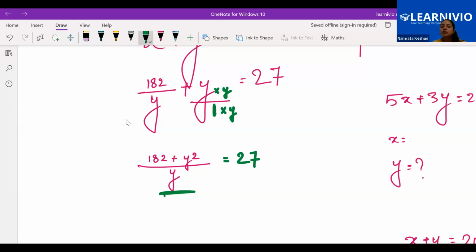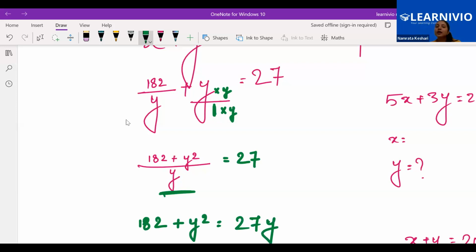Now the y which is sitting in the denominator, we are going to shift it to the other side. Division becomes multiplication. So let's transpose it to the other side. What are we going to have? Can you tell me? 182 plus y square equal to 27y. Is it clear?